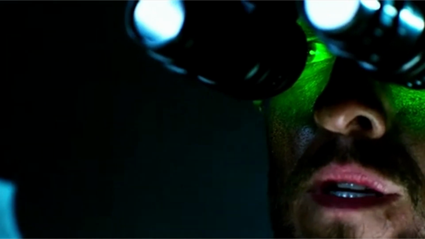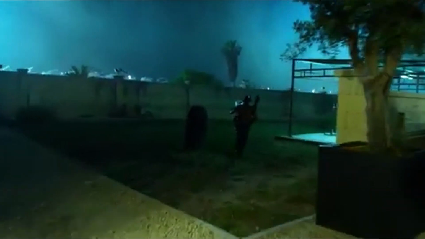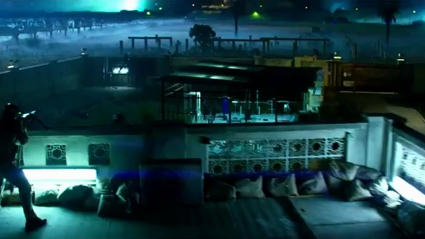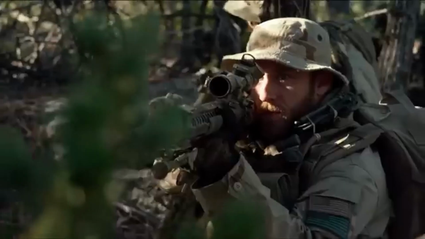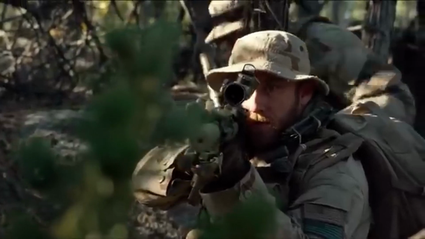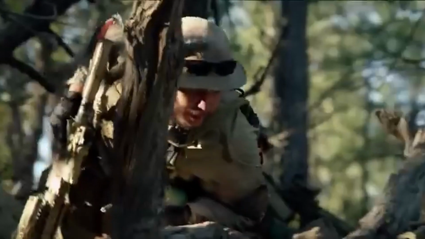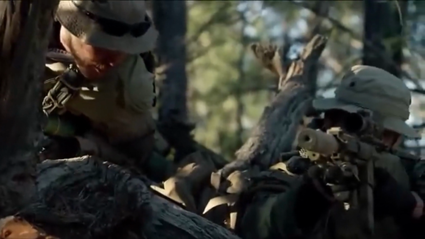METT-T is an acronym for the tactical thought process used by commanders and unit leaders to analyze variables when planning a tactical operation. That acronym, METT-T, stands for Mission, Enemy, Terrain, Troops and Fire Support, and Time. This is important because conducting a thorough METT-T provides unit leaders with a framework to evaluate the battle space, assess risk, and identify different courses of action.